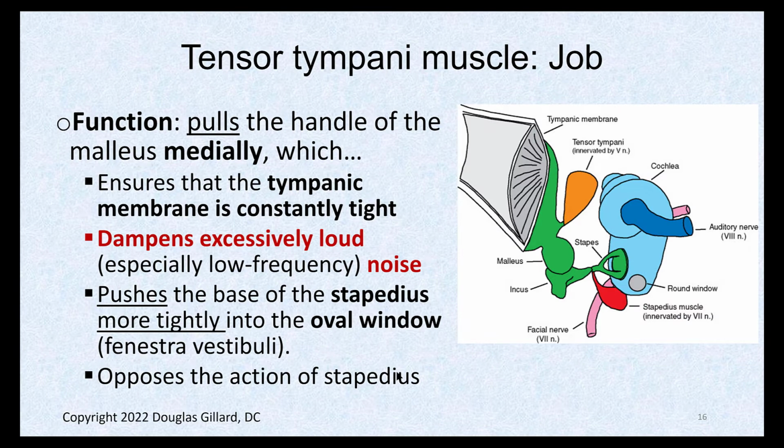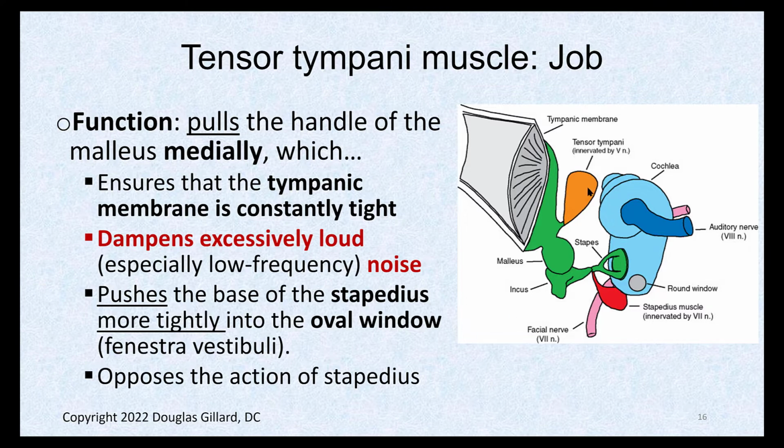Because what is the job of the tensor tympani muscle? It pulls the handle of the malleus medially, inward toward the inner ear, and that does 2 things. It makes the tympanic membrane very tight, so sound waves hit it and it can vibrate. Right? If it's limp and loose, the sound waves aren't going to do anything to it. It's got to be really taut. And then, just as importantly, it can dampen or decrease really, really damaging loud sounds by pulling.